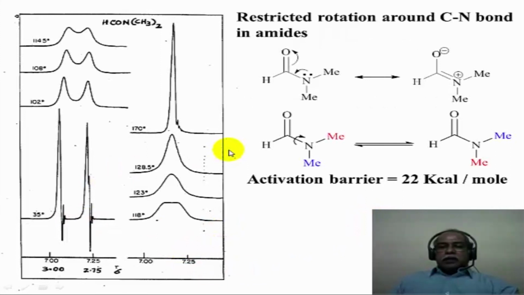This is another standard textbook example of a restricted carbon-nitrogen bond rotation in amides. N,N-dimethylformamide is discussed here. Because of the delocalization of the nitrogen lone pair onto the oxygen, the molecule attains a sort of double bond character between the carbon-nitrogen bond. Because it has a double bond character, the activation barrier for free rotation is fairly high, so this molecule does not undergo free rotation at room temperature. The activation barrier calculated from the variable temperature NMR spectrum is about 22 kilocalories per mole.